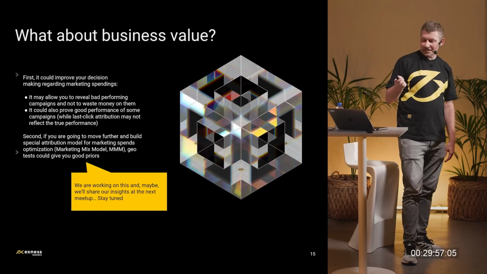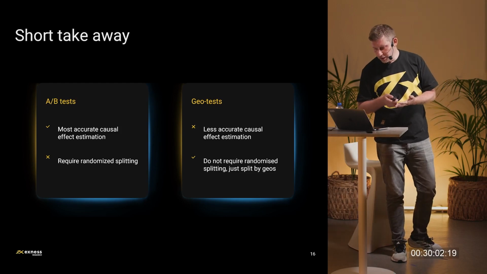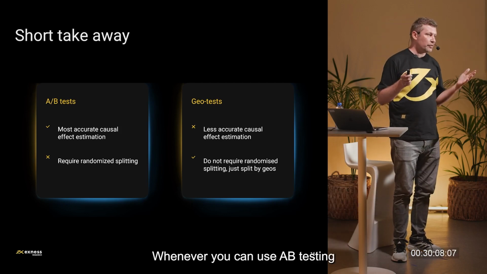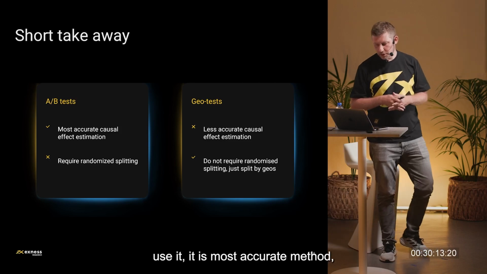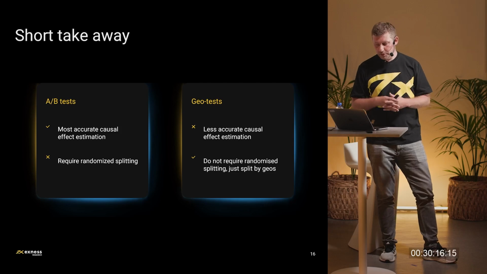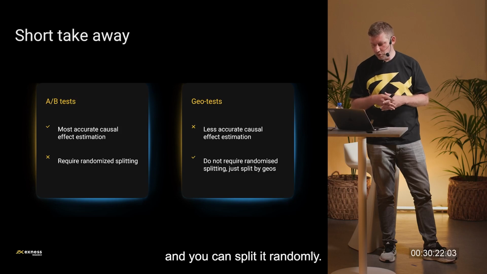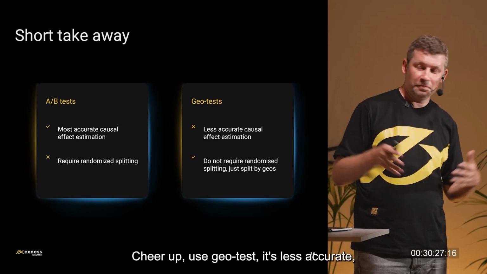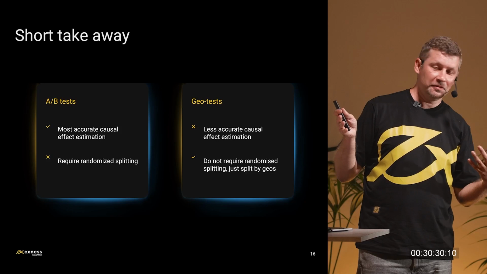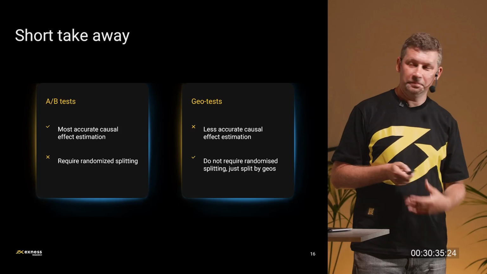And a short takeaway is very simple. Whenever you can use A/B testing, use it. It's the most accurate method, but it requires that you can manage your audience and split it randomly. If you cannot, you may use geo-test. Cheer up, use geo-test. It's less accurate, but it's better than nothing. Actually, it's a good thing. That's all.